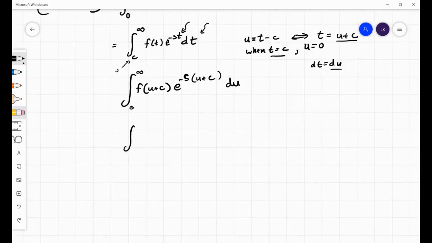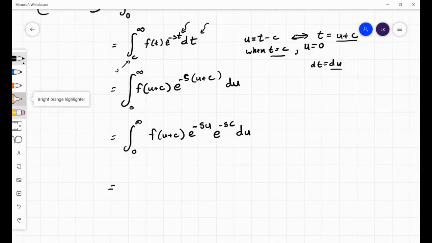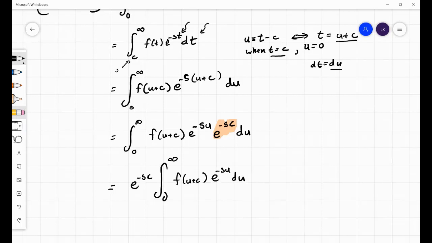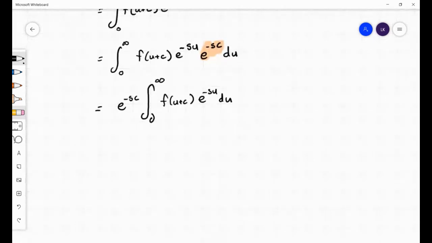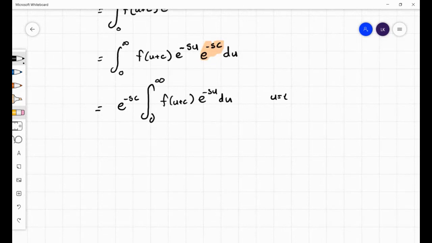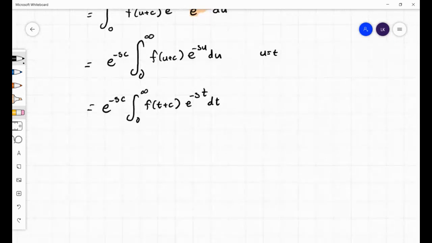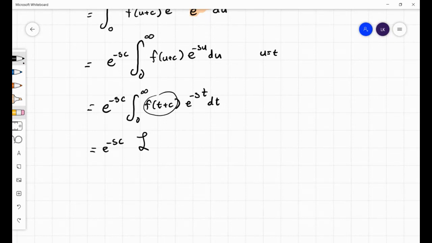So now we'll use properties of exponents. Notice that this exponential here doesn't involve u. It doesn't involve the variable of integration. So we can pull it in front of the integral. Now u is just a dummy variable, right? It doesn't matter what you call it. So if you'd like, we can go back and just say, okay, let u equal t. Then you would recognize this improper integral from 0 to infinity is exactly the Laplace transform of this function here, f at t plus c. So that's our formula.